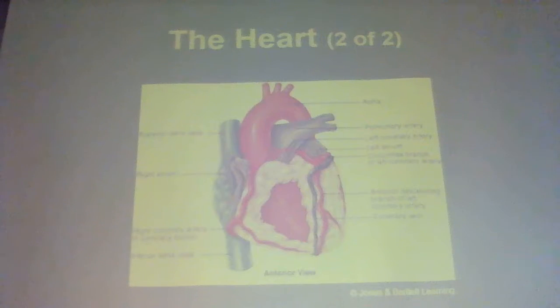V1 and V2 look at the septum. V3 and V4 look at the anterior left ventricle. Both of those are LAD. Say that again. 1 and 2 look at the septum. 3 and 4 look at the anterior left ventricle. Both of those are fed by the LAD.